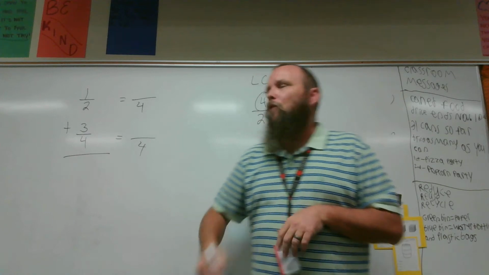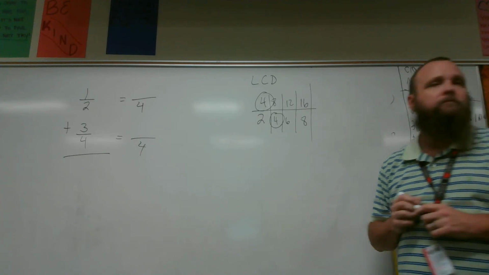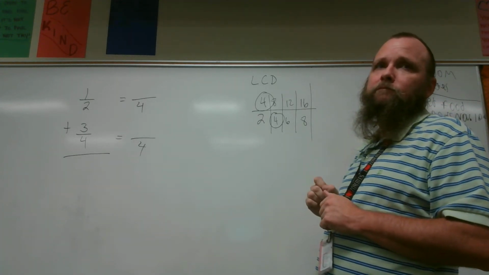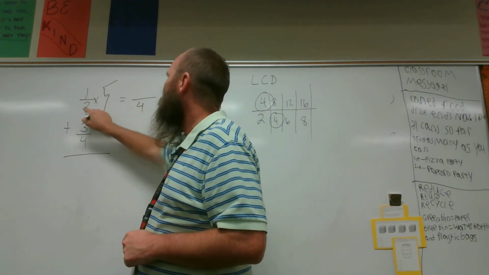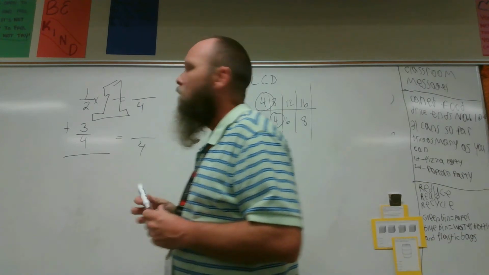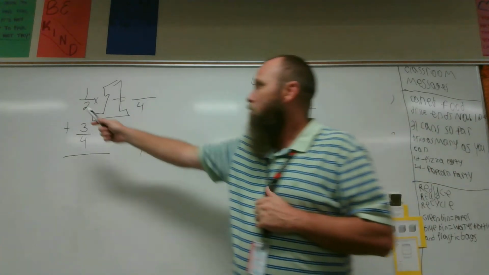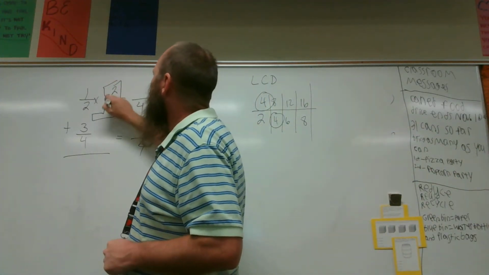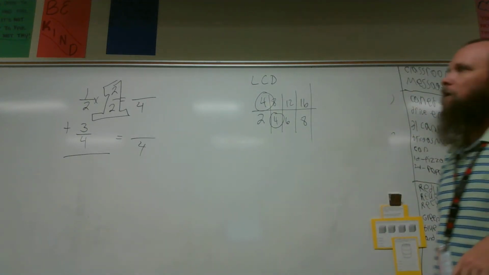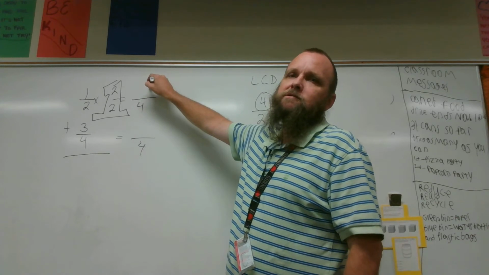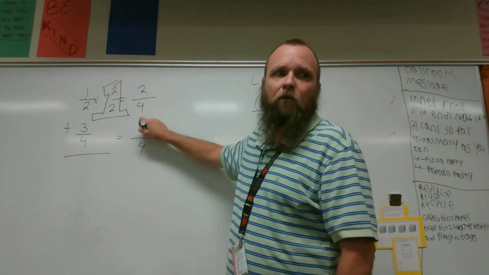Kate, what do I do with 1/2 to make it have a denominator of 4? Multiply it by what? 2 over 2. Good. 2 over 2 equals 1. Anytime the numerator and denominator are the same, it equals 1. What's my numerator? 2. So 1/2 equals 2/4. 3/4 is already 3/4.